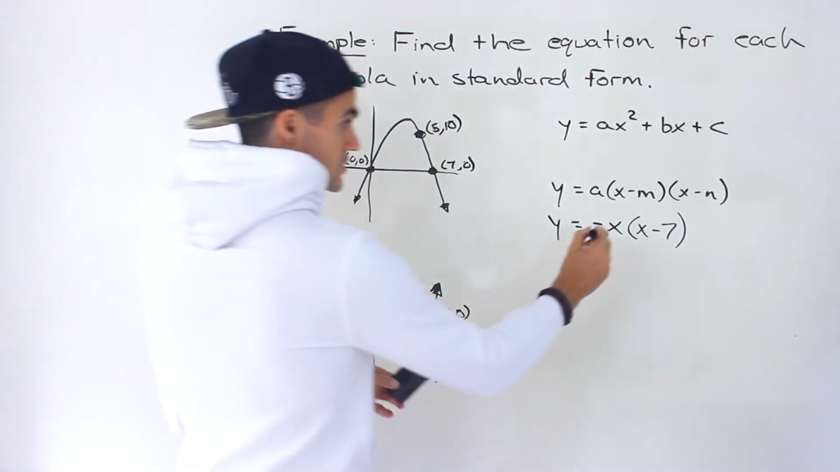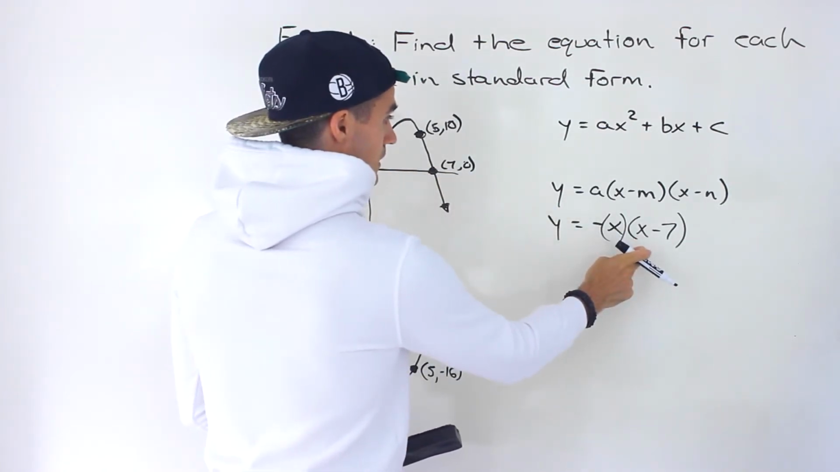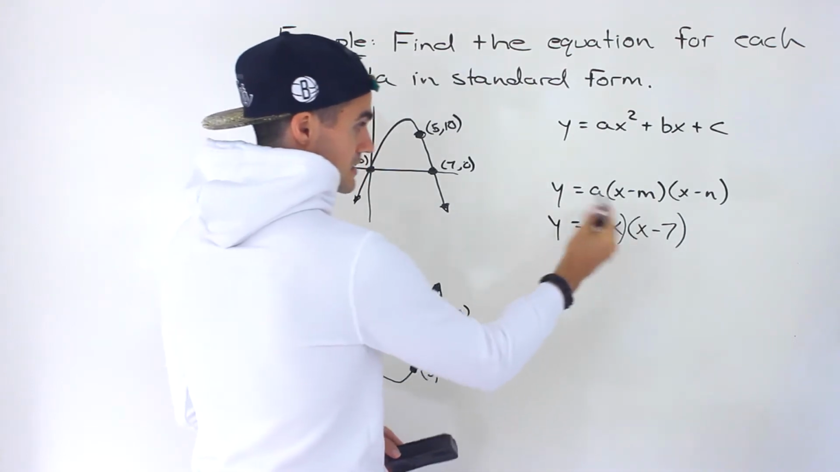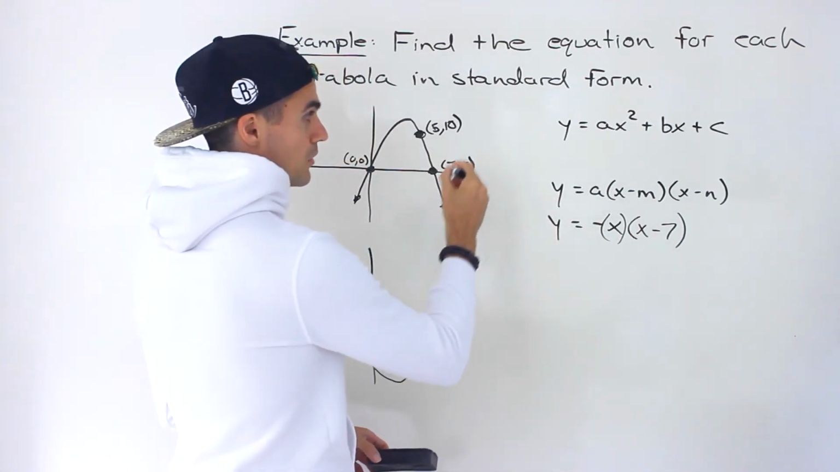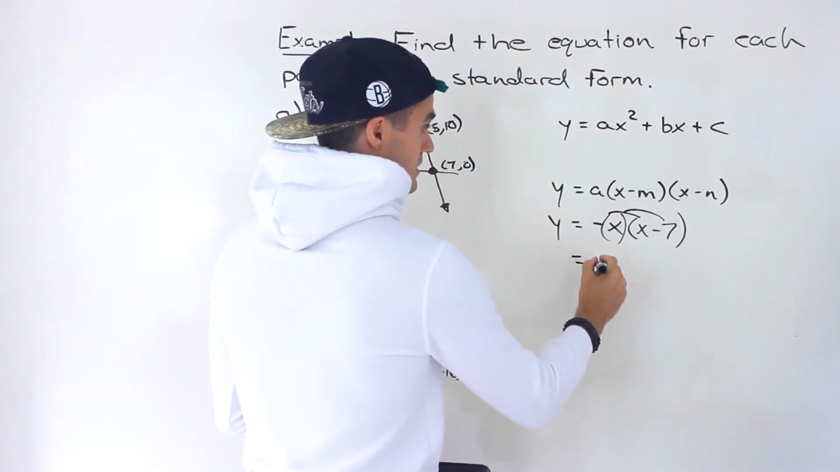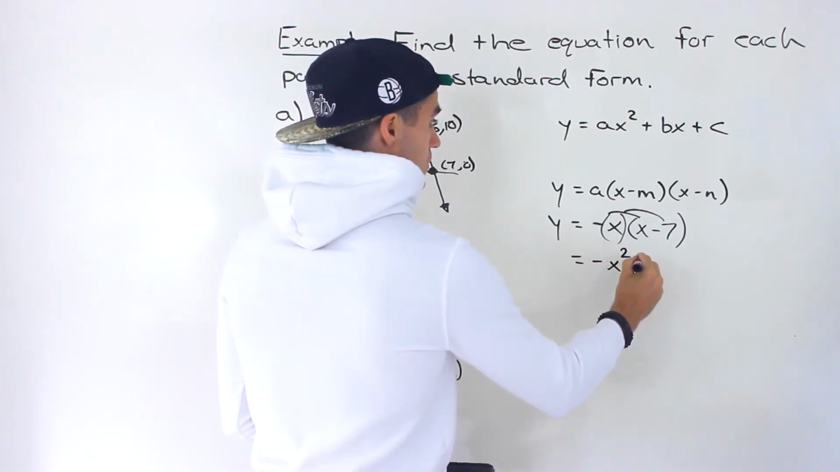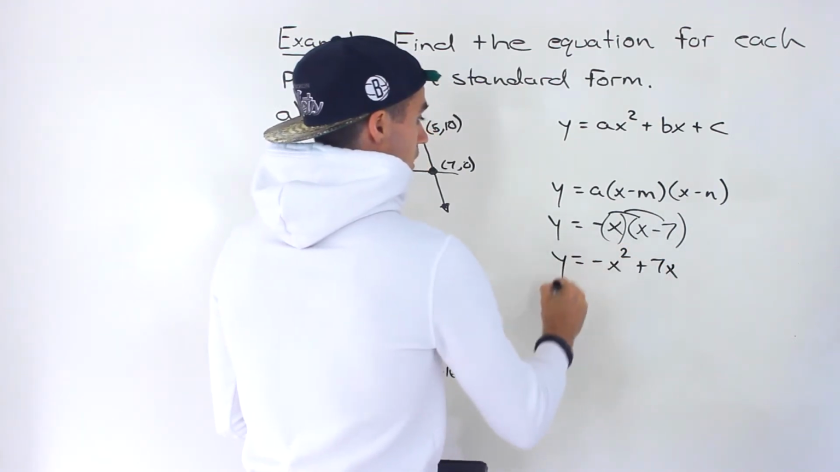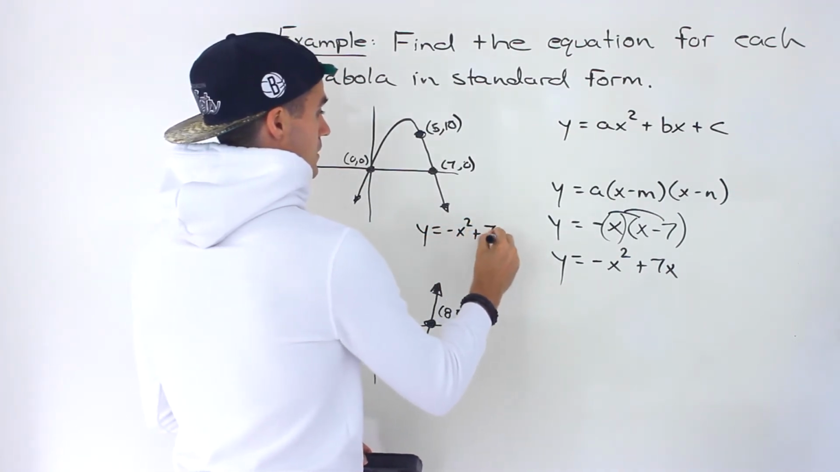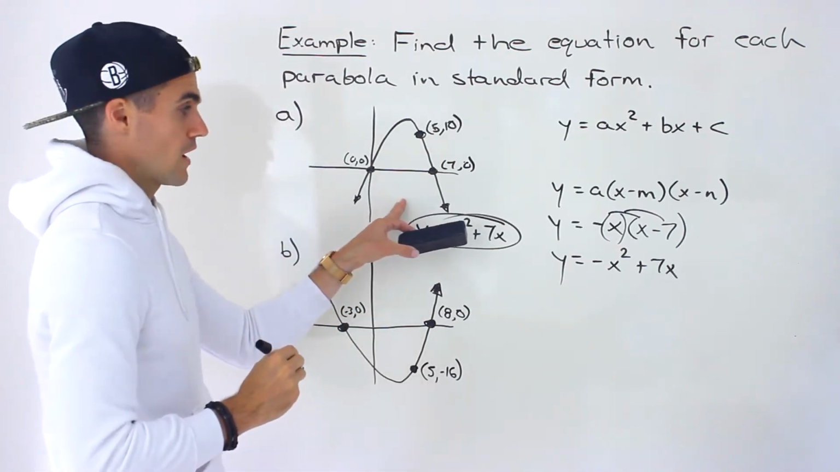We got the two intercepts, x is 0, x is 7, and then we have the a value of negative 1 in front. And so this is the factored form for this parabola, but we need it in standard form, so what we do is we just expand this. This is an easy expansion. It's not two brackets that are multiplying, so we just end up with negative x squared plus 7x. Okay, so that right there ends up being the equation for this parabola over here.